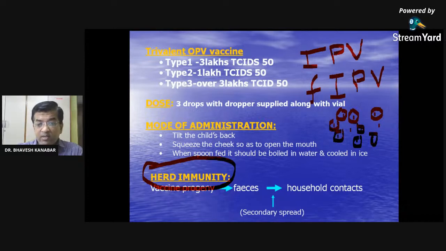Yes, intradermal is the route for this IPV, right? Have you understood this concept of herd immunity?